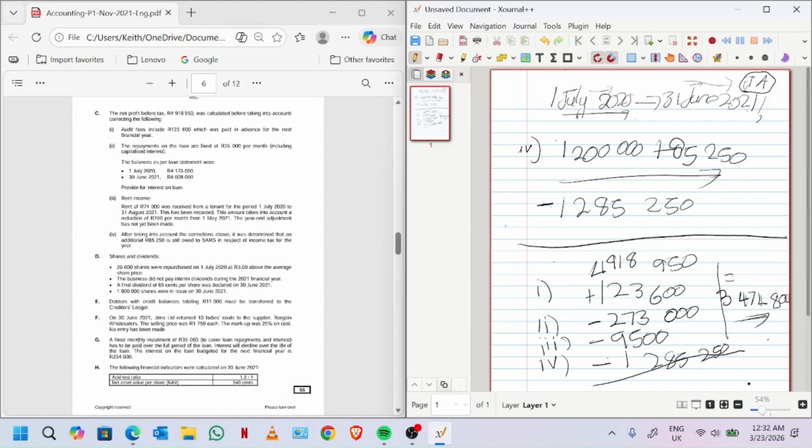That's an easy 12 marks. Marks according to the question.